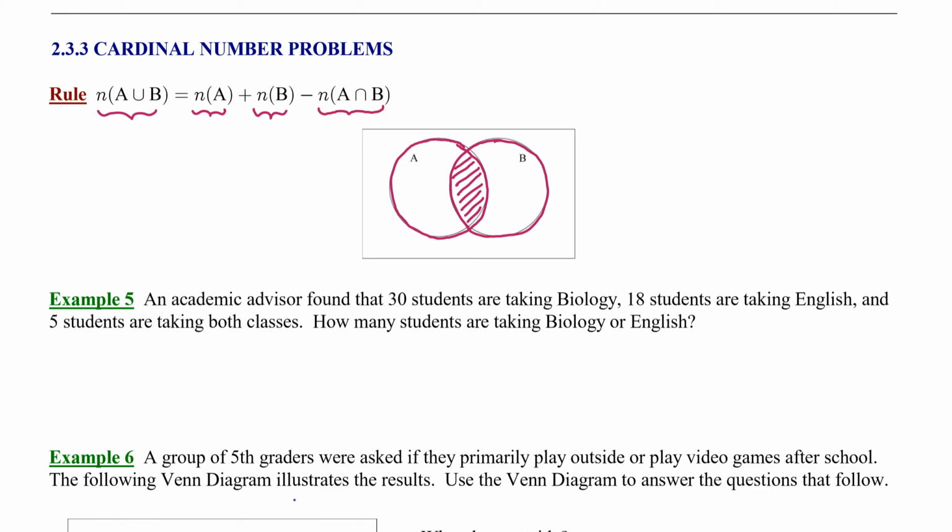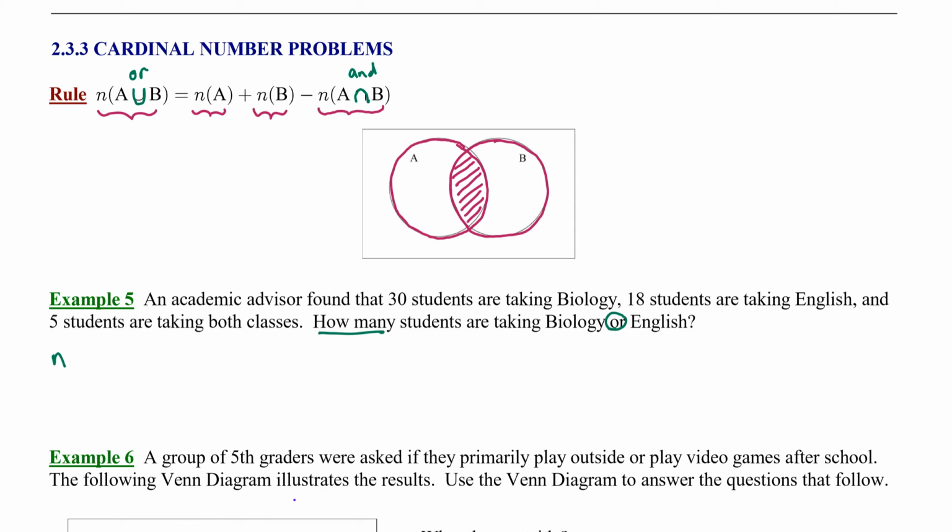Okay, let's put this into practice with example 5. An academic advisor found that 30 students are taking biology, 18 students are taking English, and 5 students are taking both classes. How many students are taking biology or English? Now look at the terminology. We're looking for the number of students. How many means cardinal number. And we want to know how many are taking biology or English. Remember, union goes with the word or, intersection goes with the word and.